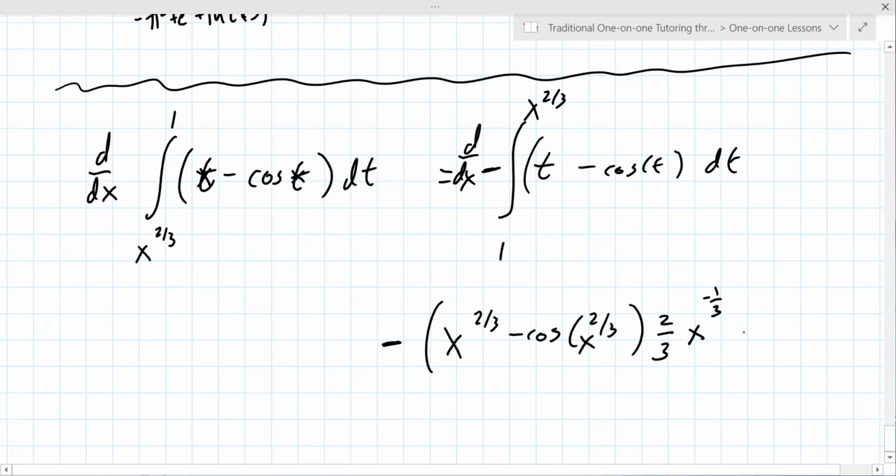Okay. 2/3. Now you could be asked to simplify, but that's not what we're trying to emphasize here. So how would you simplify that? Sure. Let me not try to do too much at one time. So it's x to the 2/3 minus cosine x to the 2/3. I'm just distributing the negative, times 2/3 x to the minus 1/3.